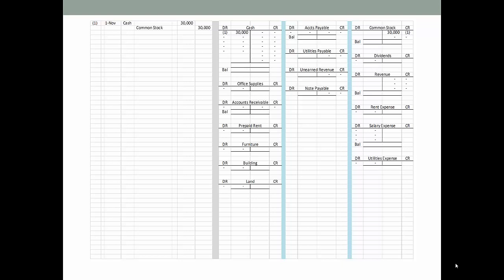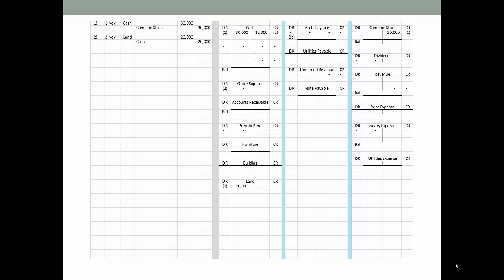So let's look at these transactions and let's look at what's happening in the T accounts. We have cash being debited for $30,000, and common stock being credited for $30,000. Again, it's easy to fill out the T accounts if you've got the journal entries correct. You just have to be meticulous and do it in order, and just be careful when you do it.